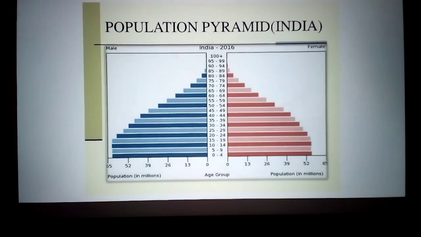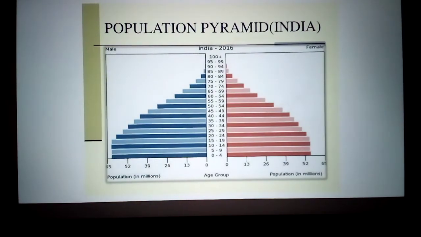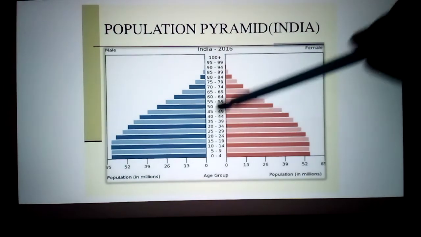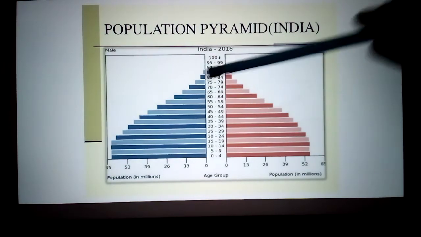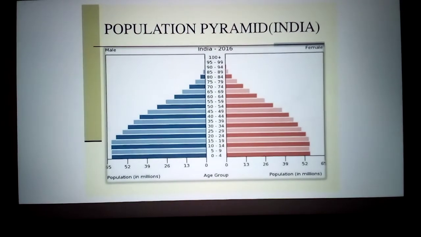The population pyramid has another name also. It is called the age-sex pyramid. Why is it called the age-sex pyramid? Here they are showing the age and they are showing the male and female. That's why it is called the age-sex pyramid.